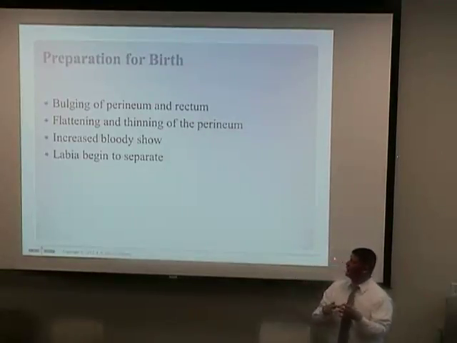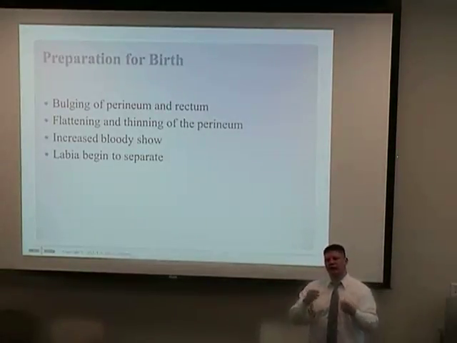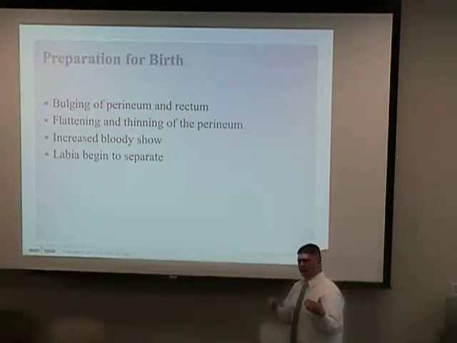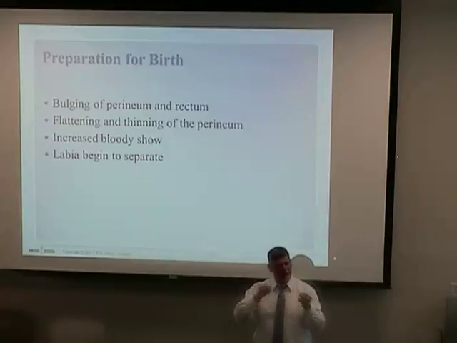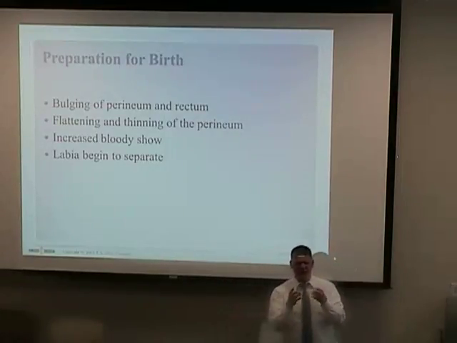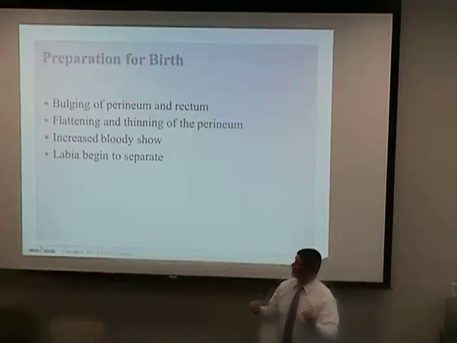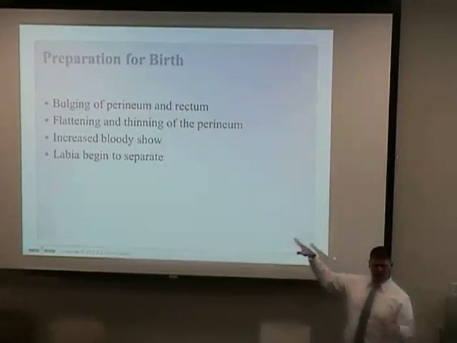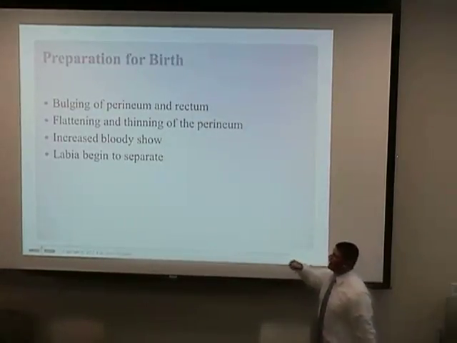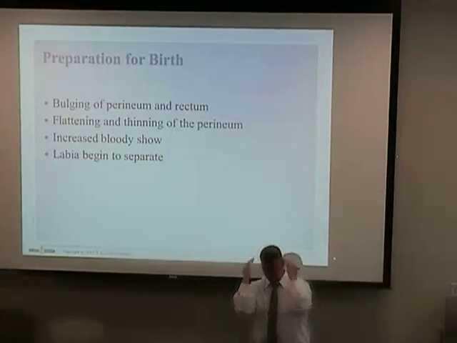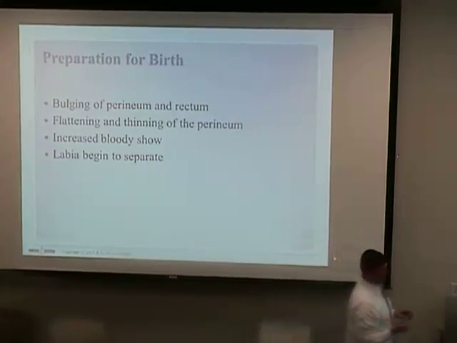With the bulging comes a flattening, thinning of the perineum. One of the videos that I put in the slides showed the perineum get incredibly thin and stretch out like a turtleneck. That's a very thin, bulging, stretched out perineum. You'll get an increased bloody show. That's really early, as they're at 8-9 centimeters. Then you'll see the labia begin to separate. It starts to open a little bit, and you see the baby's head come, and that's called crowning, when you can see the baby's head.